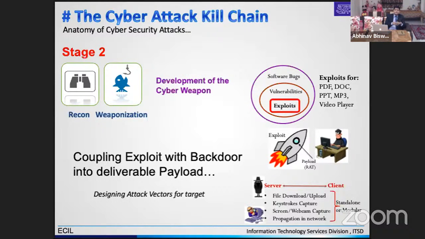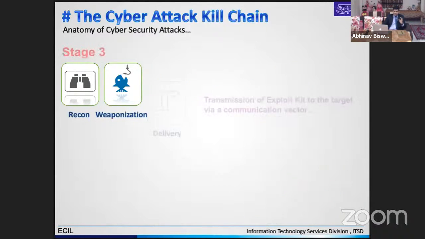There is a site, Exploit DB, Exploit Database, where you can just go, type the name of the exploit and download it. So you need not write it, you will even get the source code. So you have to get the exploit, attach it with a payload and create a backdoor, put your information, and now your weapon is ready. This is the second stage.